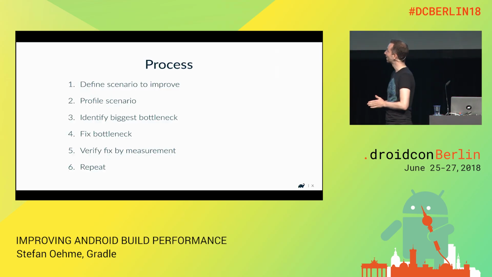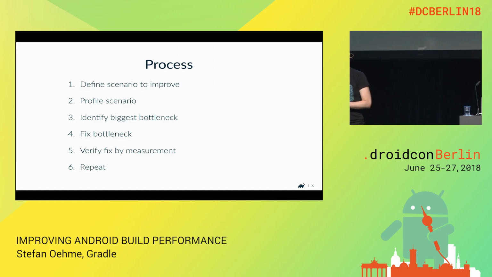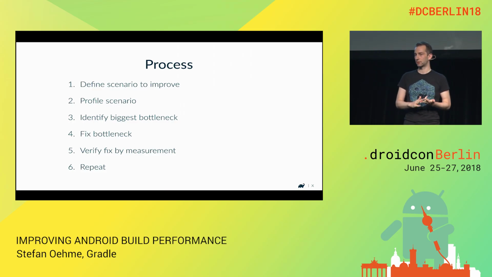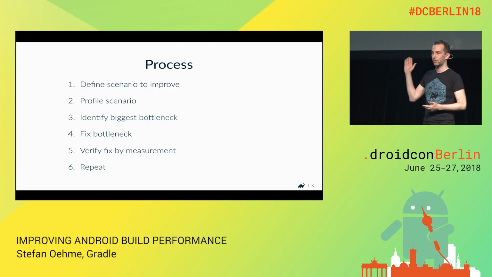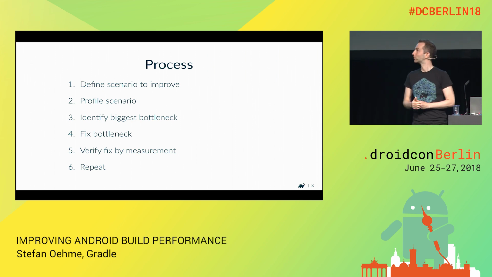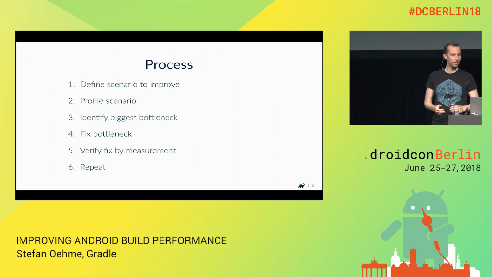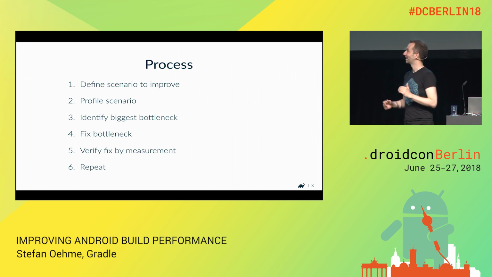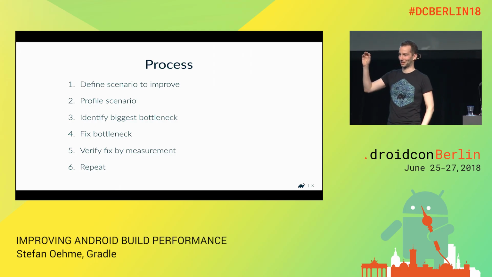goes like this. First, you define the scenario that you want to improve. So what's wrong? Is it Android Studio Sync that's giving you trouble? Is it repackaging after a single line change? Is it your CI build, your clean build, that's giving you trouble? Define what you want to improve, then move on to profiling. I'll tell you about the tools that you can use for that in a second. And then, and this is important, identify the biggest bottleneck.